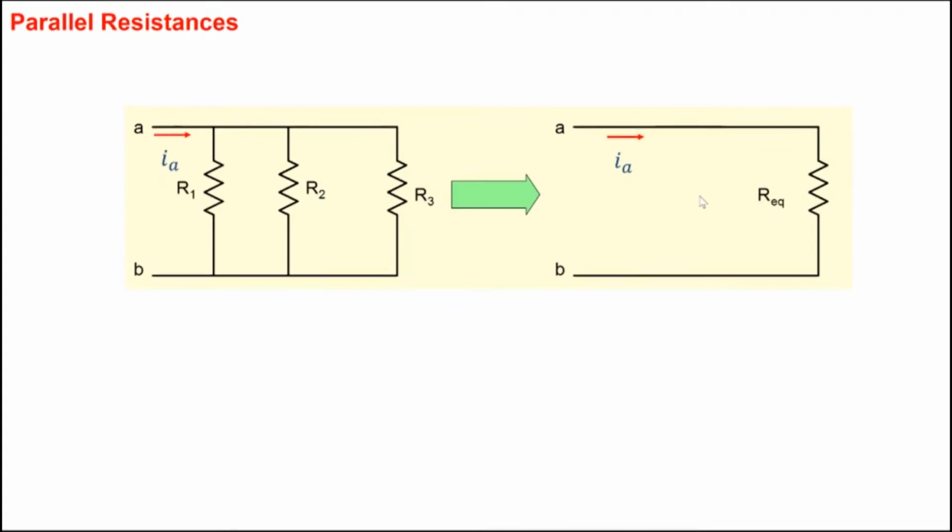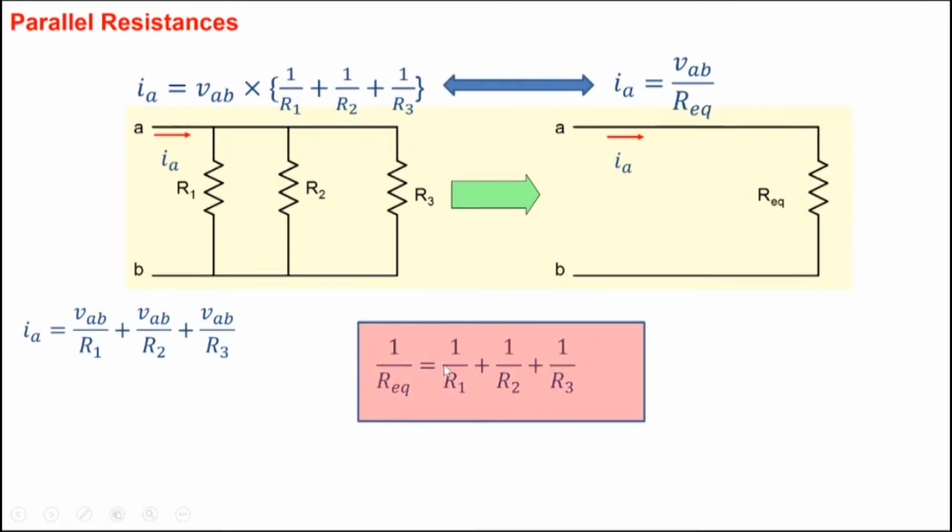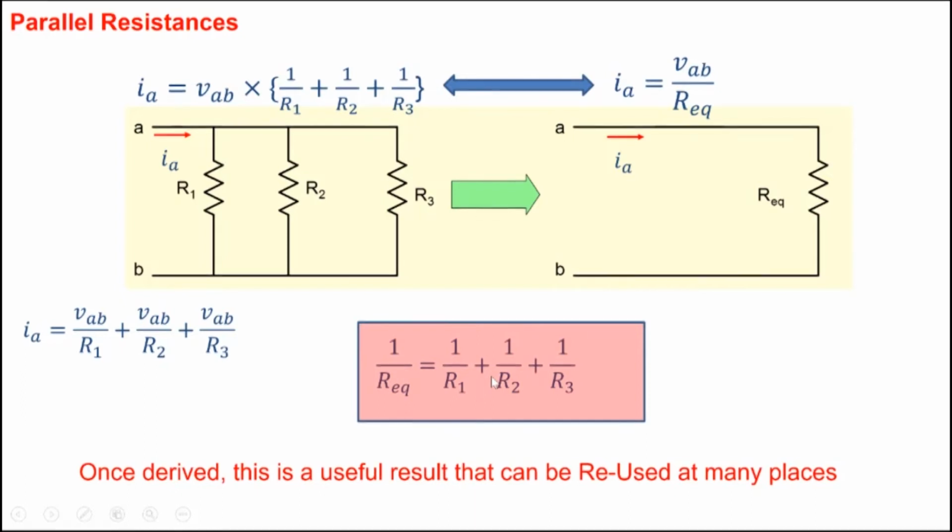The other one you're all familiar with. If I have 3 resistors in parallel, again, the same process, I can replace it by one single resistor here. 1 over R equivalent is 1 over R1 plus 1 over R2 plus 1 over R3. In this case, for example, we apply Kirchhoff's current law. The current at this particular node, let's say IA entering, will be equal to VAB by R1 plus VAB by R2 and so on. In this case, the current IA is VAB by R equivalent. And if from the terminal side both of them are equivalent, then we get this result, right? So again, once you derive this result, this is a useful result that can be reused at many places.